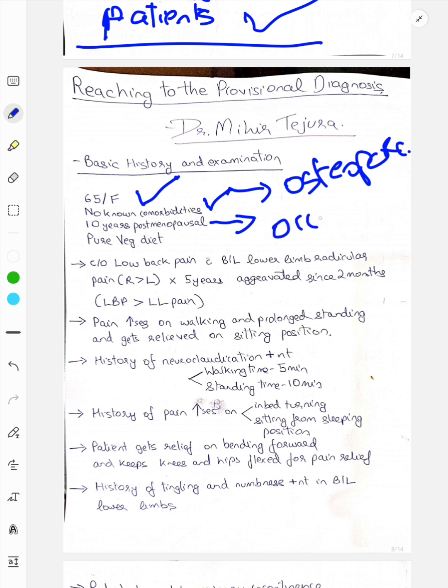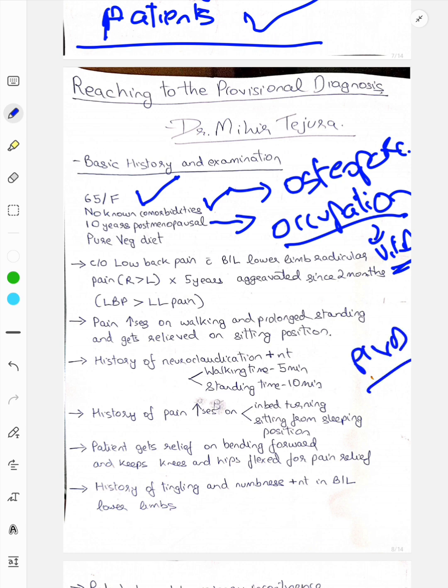Additionally, the occupation is very important. Let's suppose you are dealing with a person doing a corporate job, with less exposure to sunlight. You are suspecting vitamin D deficiency. If the patient who has come to you is a laborer with a history of lifting heavy weight, you might be suspecting a PIVD. So all those things we are going to discuss in detail.